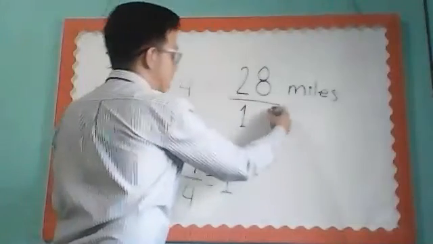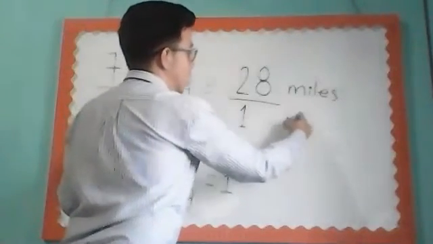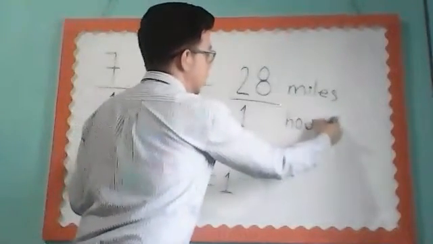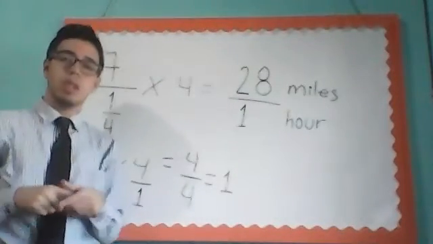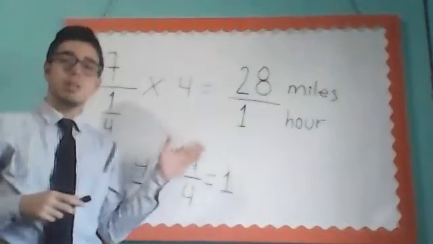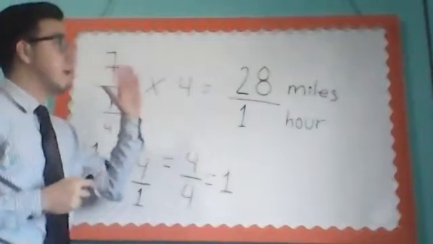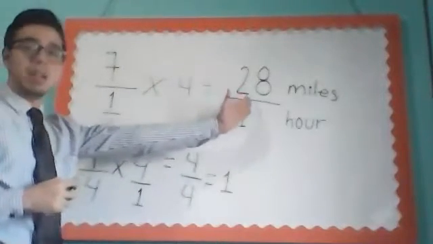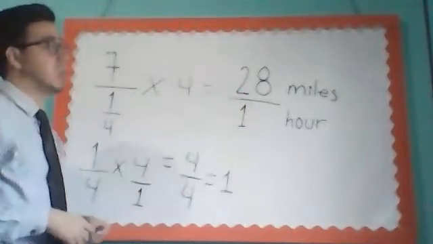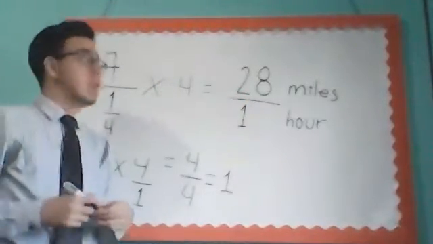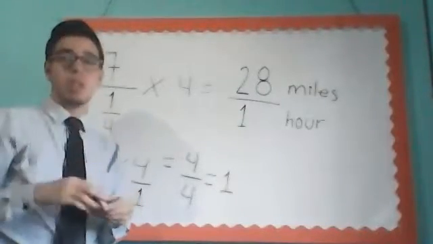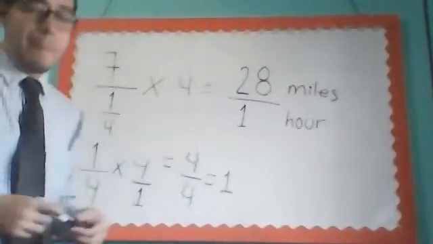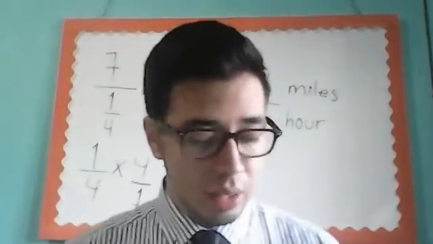Sergio is biking 28 miles in 1 hour. Is he getting to the goal? Is he reaching the goal? Yes, because he wants to bike 25 miles and he is biking 28 miles. So he is over the goal.